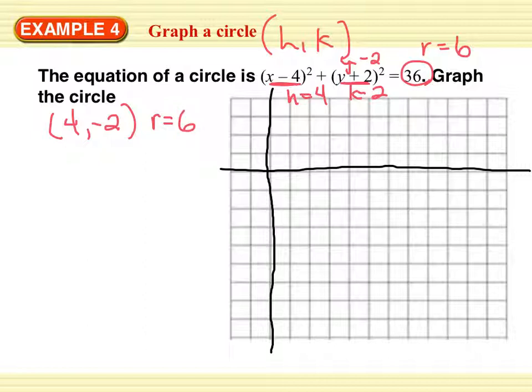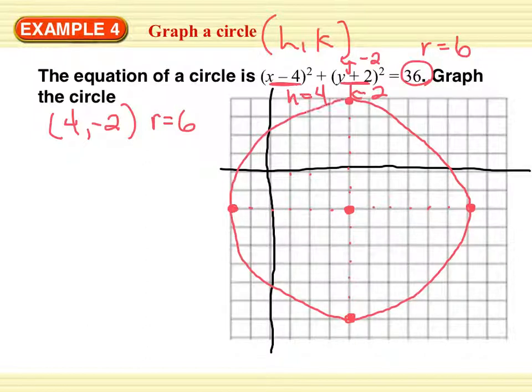Let's graph it. 1, 2, 3, 4, 1, 2. And the radius is 6. What I usually do is go from the center and just count 6 in all directions. 1, 2, 3, 4, 5, 6. That was poor planning on my part. Once I've clearly drawn the radius out, I try to carefully draw a circle. Take your time, do your best. That looks okay. Next one.